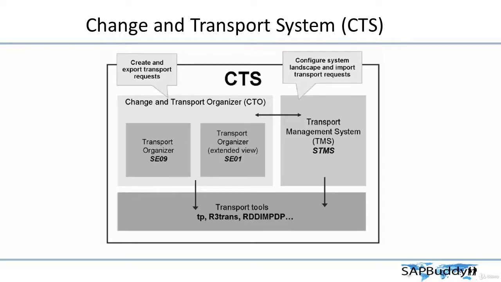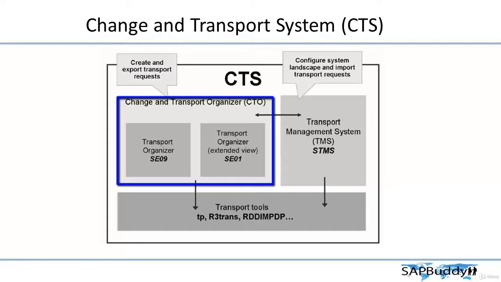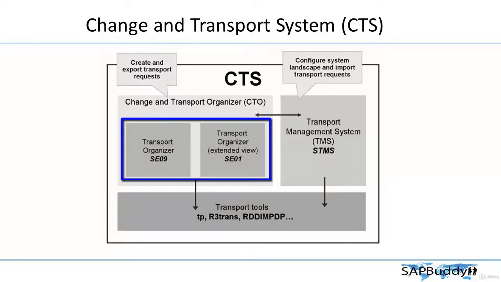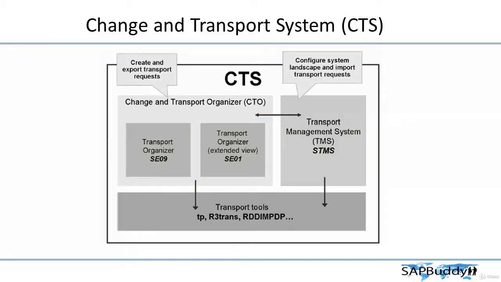Now let us see what CTS is. CTS means change and transport system. This concept was introduced quite some time back in SAP. And CTS has two main parts. One is CTO, the change and transport organizer. This we have seen already, how you create a transport request and how you can organize it. Basically, we have two different transaction codes here, SE01 and SE09. These are two different transactions where you can organize the transport request.